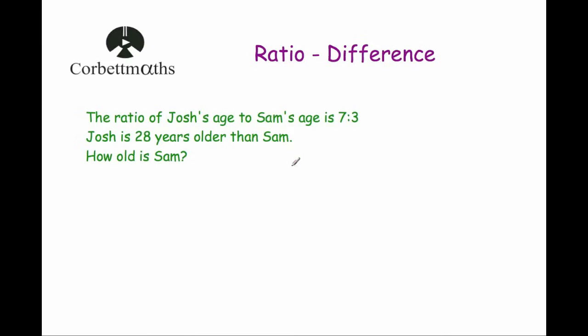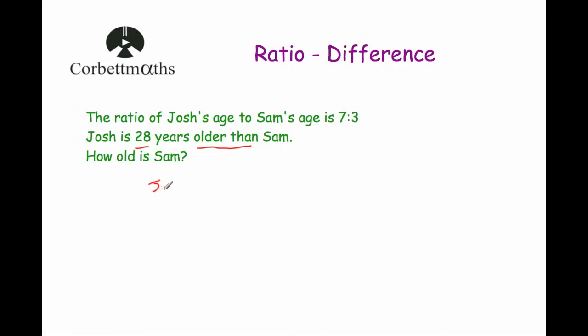Okay, and let's have a look at another question. So we're going to do the same question again, and we're going to use the 3 techniques again. So we've got Josh's age to Sam's age. The ratio of Josh's age to Sam's age is 7 to 3. Josh is 28 years older than Sam. So again, we know the difference between them is 28. And the question says, how old is Sam?